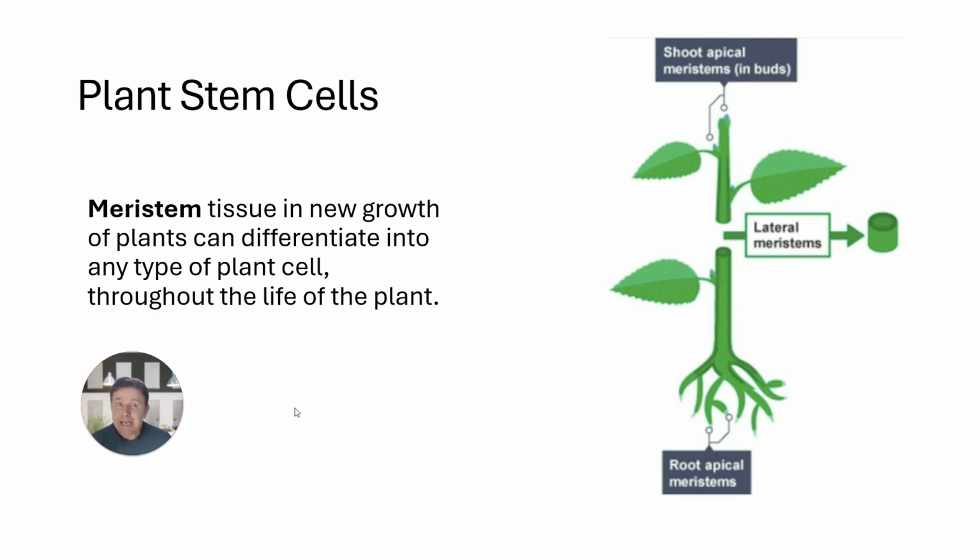If they mention plant stem cells, well, wherever there is new growth in the plant, whether that be in the root or in the shoot or in a leaf, that is called a meristem tissue. So meristems contain plant stem cells, and as long as the plant is growing, it is producing stem cells that can produce any type of plant cell.